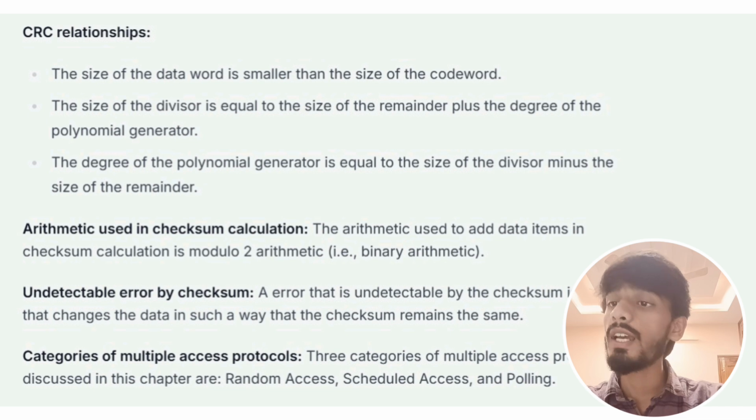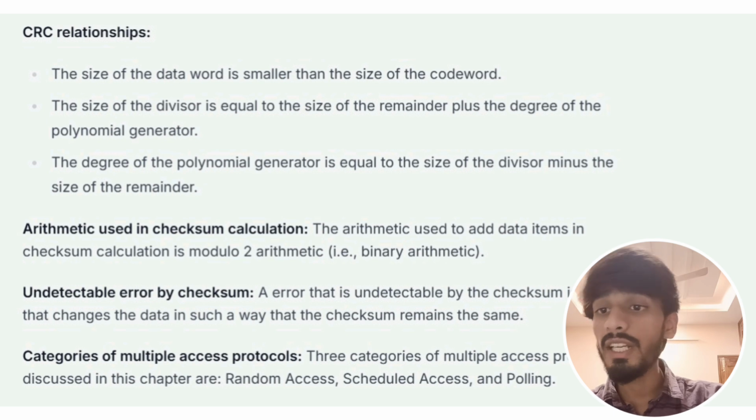Next, let us list 3 categories of multiple access protocols. 3 categories of multiple access protocols are random access, scheduled access, and polling.